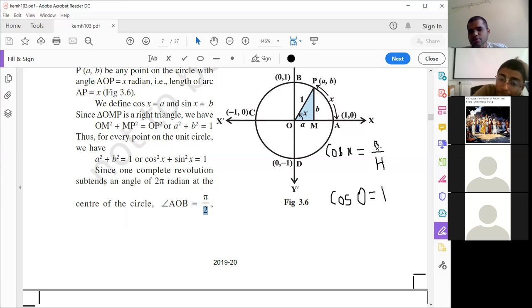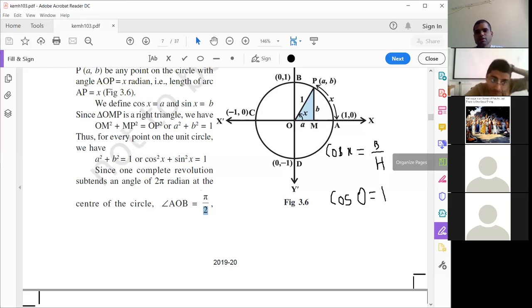So when the angle is 0 degree, OP will be equal to OA, and for 0 degree, P will be at point A. Now if you apply the formula B by H, what is B here? OA is B, and what is H here? OP is H. Both are equal, so you get 1. Cos 0 is equal to 1.